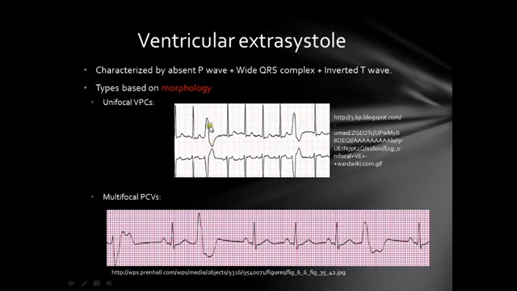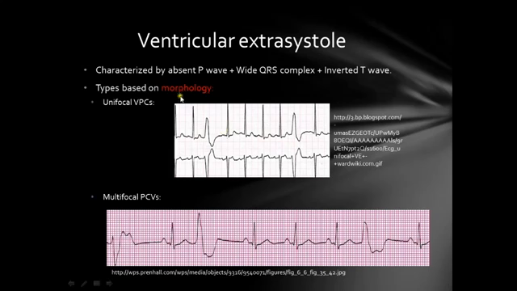It's followed by a pause. The interval between this QRS complex and the next one is longer than the normal RR interval. So it's followed by a pause. So absent P wave, wide QRS, inverted T wave, followed by a pause.